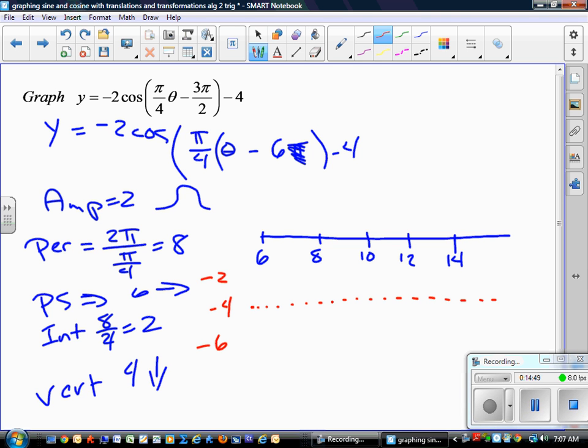And then I'm just going to take and graph a regular cosine graph. So I go up my amplitude, but instead of starting up high, I'll go down because of that negative in front of the 2. So I start down, move back to my midline, up, back to my midline, down. And there we have it.